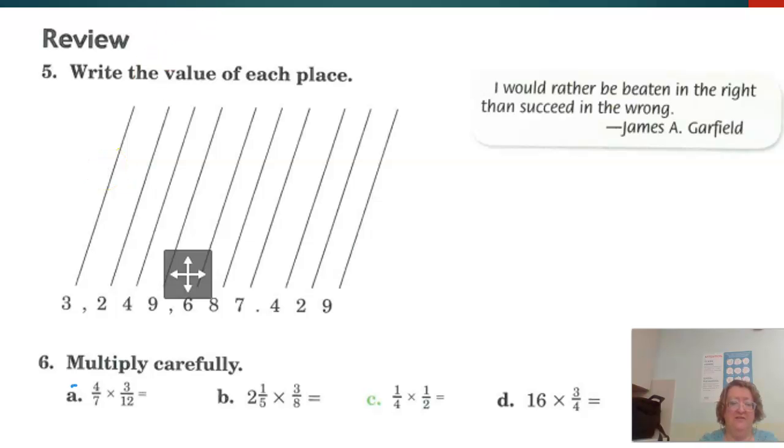Now, I'm going to have the gentlemen do A, C, and E, and the ladies do B, D, and E. So if you would go ahead and start those, and then we could have some people at the board working the problems as well.